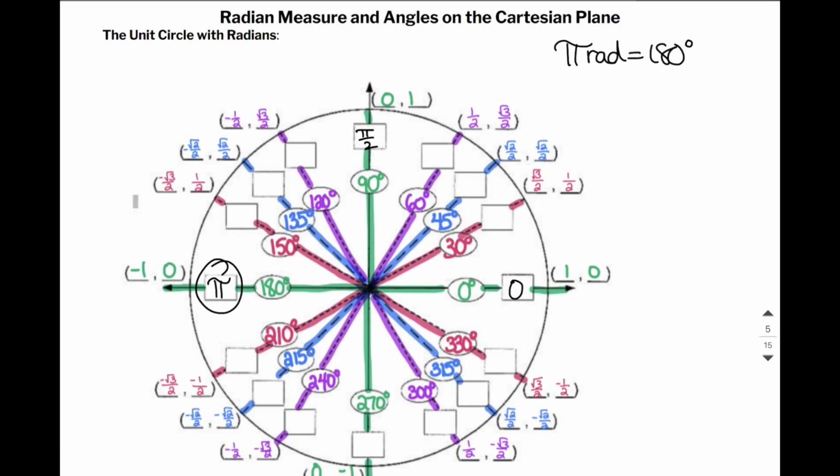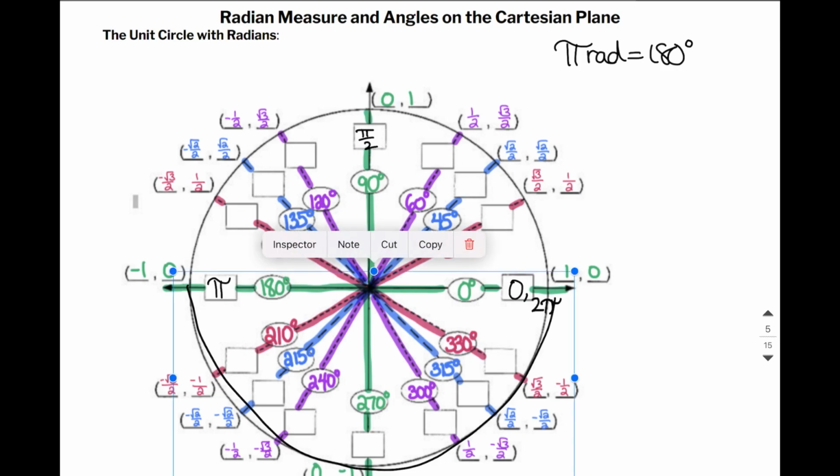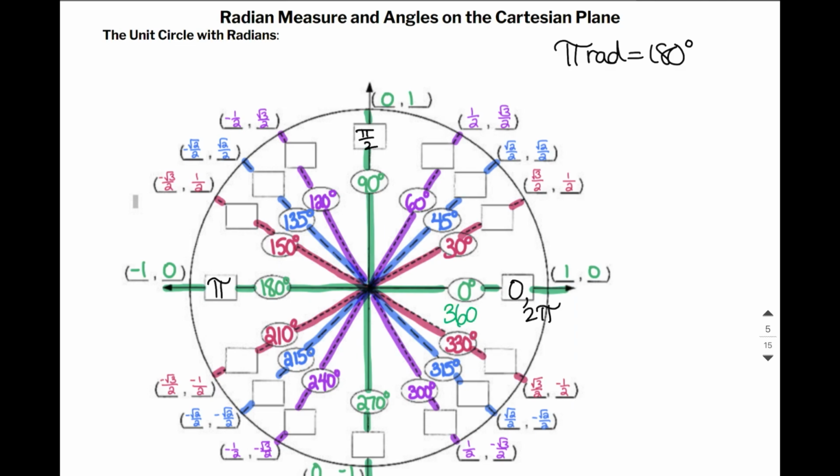Okay, and then if this is pi right here, then if I go around another extra pi right here, this will bring us to 2 pi. So don't forget that 360 degrees right here means 2 pi. So we also know that 2 pi radians is equal to 360 degrees.